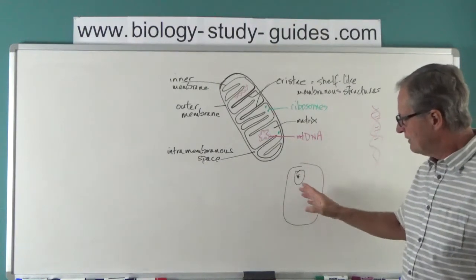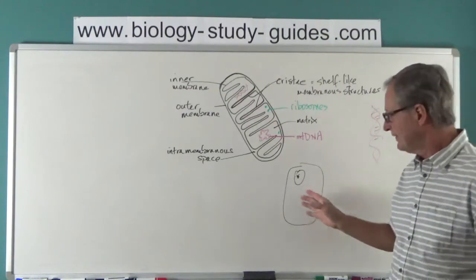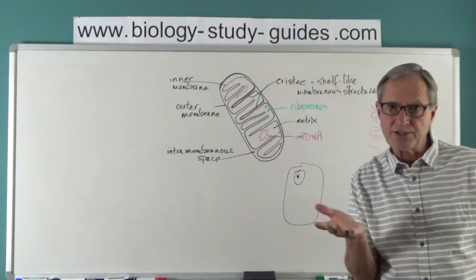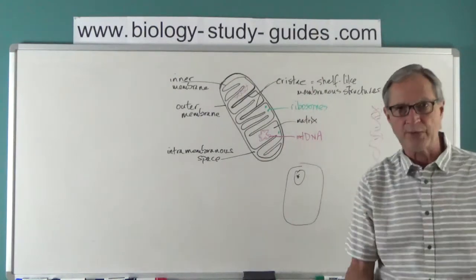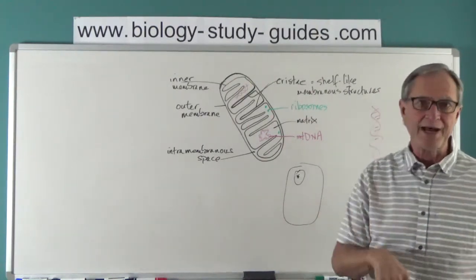So you can't really see them. And how many are in there depends on the cell. If we're talking about a blood cell, like a red blood cell, they don't have any. Red blood cells do not have any mitochondria. They do not generate their own energy. They wear out, they die.